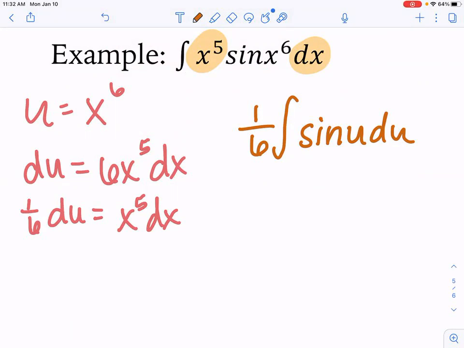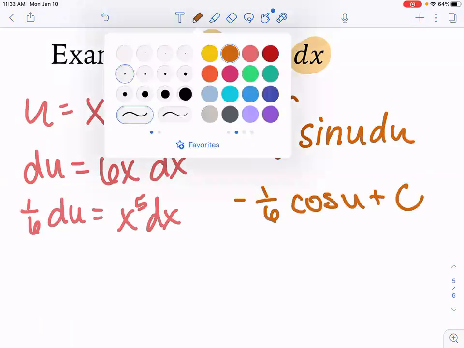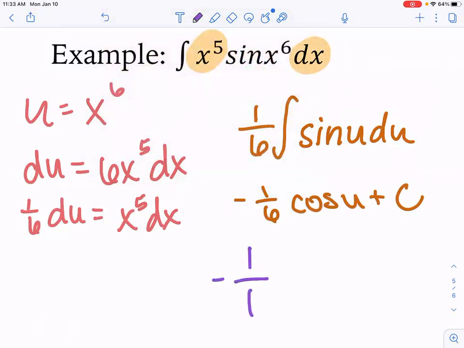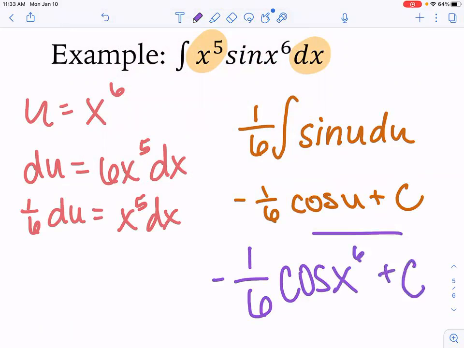Wyatt, important question for you. The antiderivative of sine, what is it? So this antiderivative is -1/6 cosine of x to the 6th plus c.